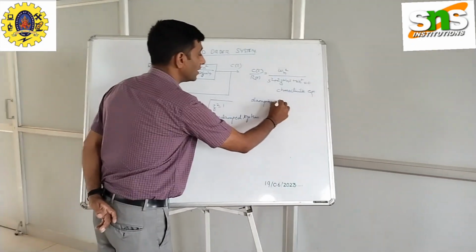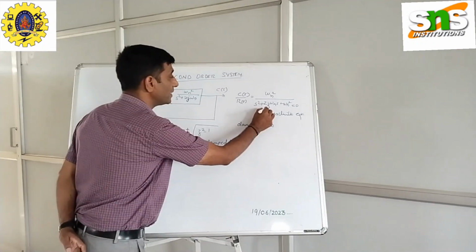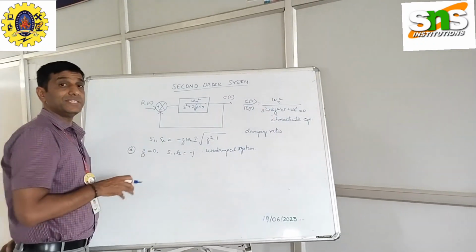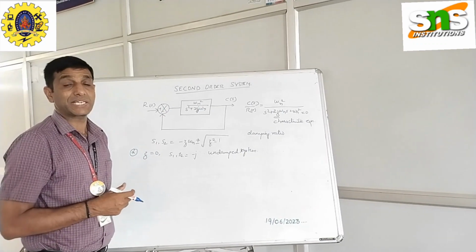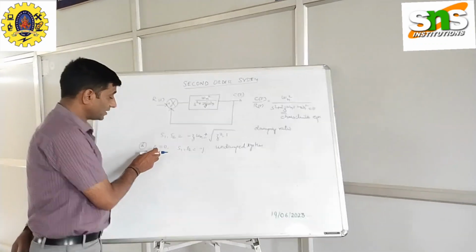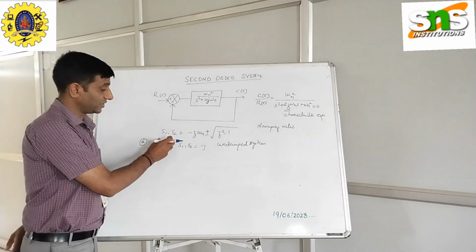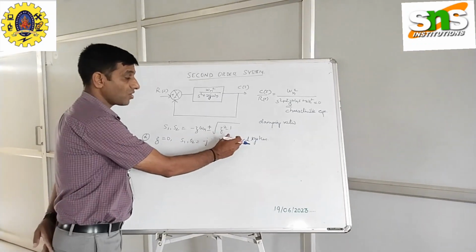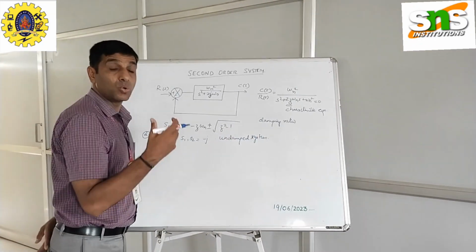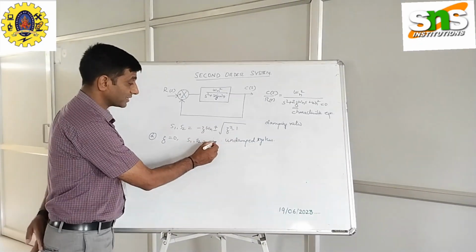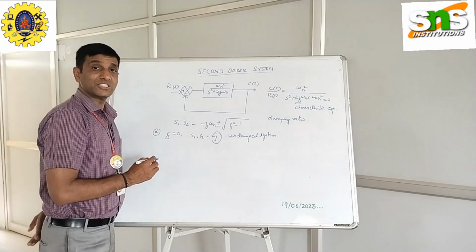Zeta, the damping ratio, decides the type of the second order system. So when zeta, the damping ratio, is equal to 0, the system is called the undamped system. There are no damping components, so you can see there are only oscillations.